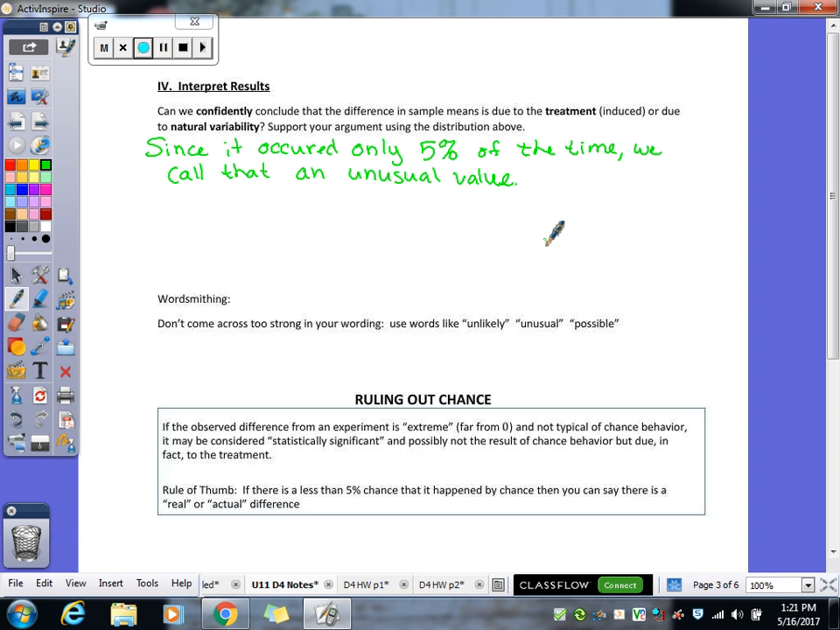So since it's unusual, because it only happened 5% of the times, that makes it statistically significant.